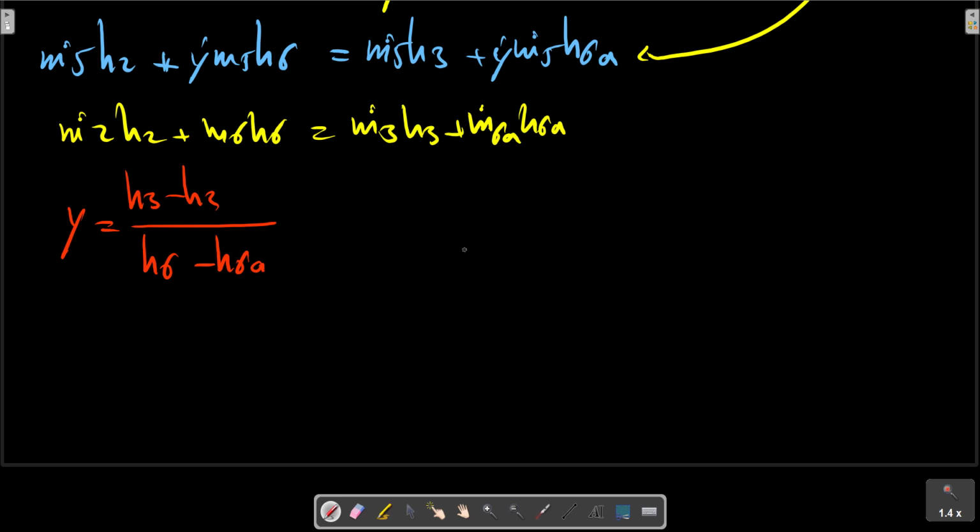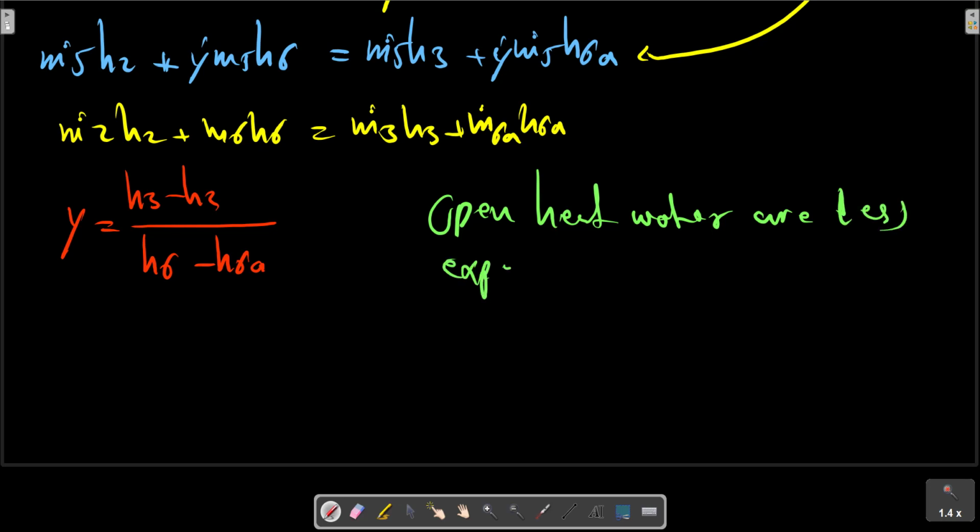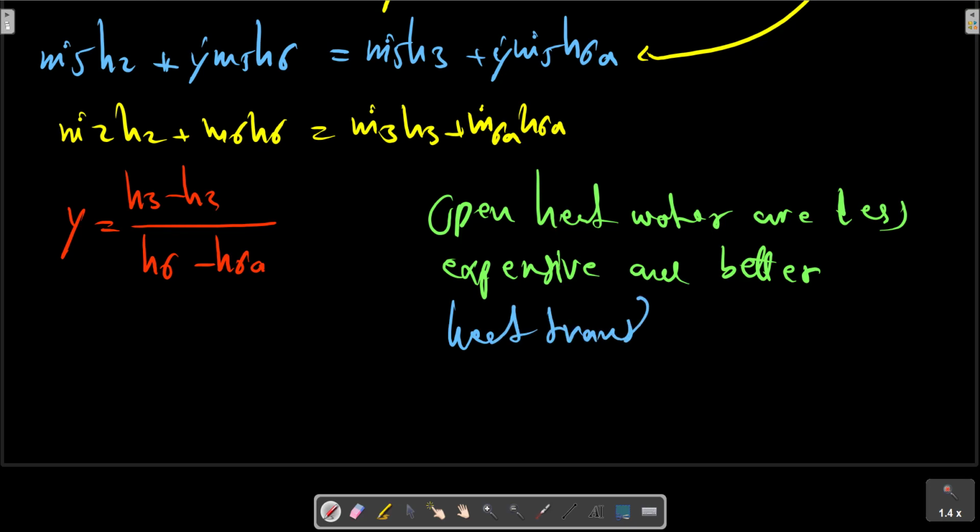Open feed water heaters have the advantage of being less expensive and having better heat transfer characteristics than closed feed water heaters.